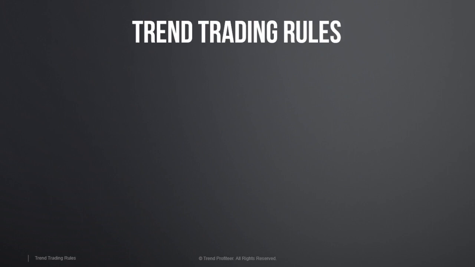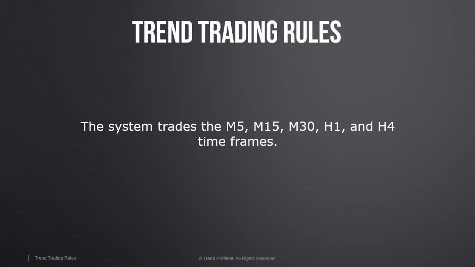Of course, we're going to go over it in more detail in the examples and in the rules of the trading system. The system trades the M5, that's the 5-minute, the M15, 15-minute, the M30, and the H1 and the H4 time frames. So it's the 30-minute, the 1 hour, and the 4 hour as well.